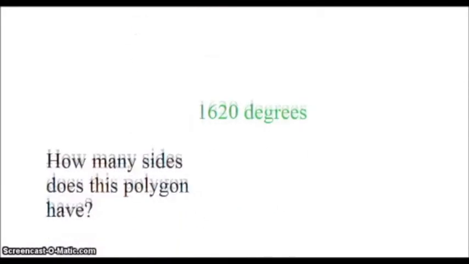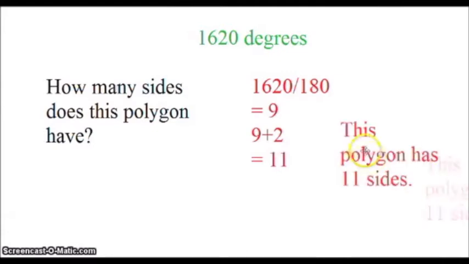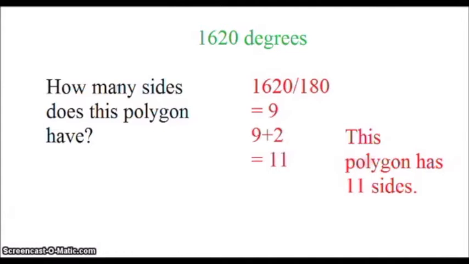Let's do a couple of examples. So here you should do this one question yourselves, and I'll tell you the answer in a moment. This polygon has 1,620 degrees of total interior angles, and you have to find how many sides it has. So here is the formula, and this polygon has 11 sides.